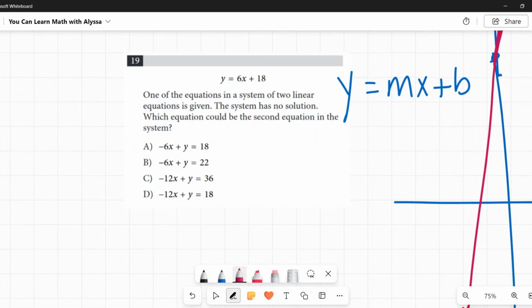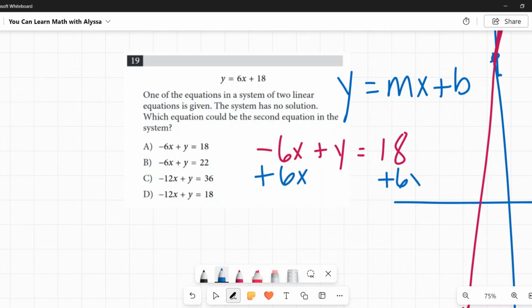So let's look at our first one, negative 6x plus y equals 18. To get the y by itself to be in this slope-intercept format, we want to get rid of that negative 6x. We want to move it to the right, so we're going to add 6x to both sides. So I'm going to have that y left by itself on the left, and on the right we have 6x plus 18.